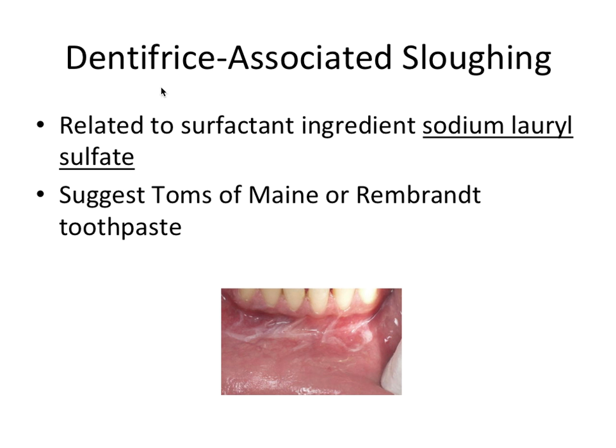Next, we have dentifrice-associated sloughing. Dentifrice is another name for toothpaste. This is related to a surfactant ingredient, sodium lauryl sulfate. It's an important name to remember. This compound can often cause this sort of white sloughing appearance of mucosa. So for a patient like this, you can suggest Tom's of Maine or Rembrandt. They're both brands of toothpaste that do not contain this surfactant ingredient.